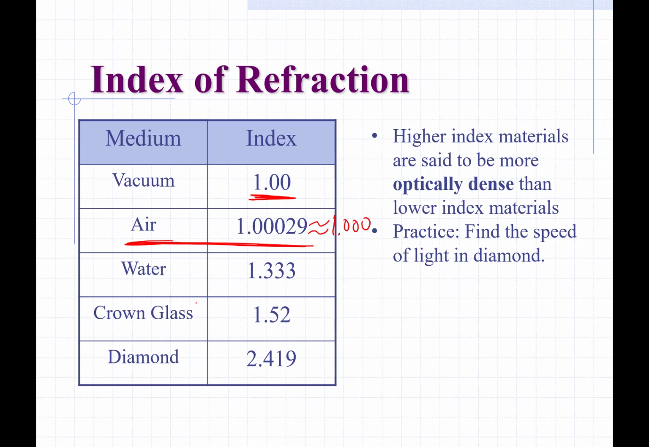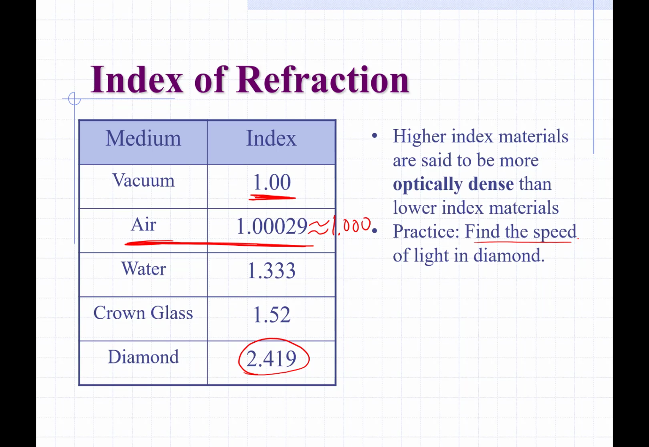Water is about 1.33, glass is about 1.5, and diamond about 2.5. Higher index materials are said to be more optically dense than lower index materials. So if you hear something about light entering a denser medium, that means it's going into a higher index medium like diamond, and it's going to be slowing down. So light would slow down in a denser, more optically dense medium.